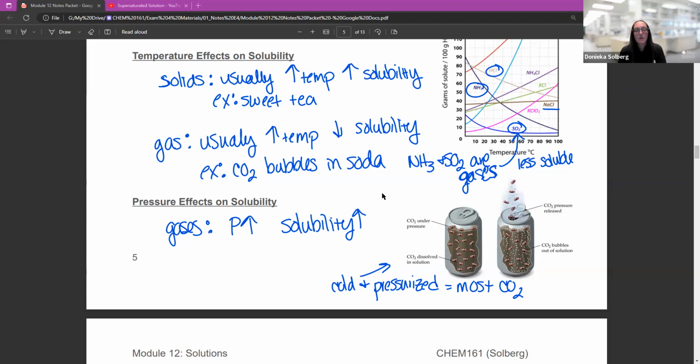So again, when we're talking about gases, think of a can of soda. You want it to be cold and you want it to be closed or pressurized, because that's when the most CO2 is dissolved. That's when it is the most bubbly. So those are two really important factors that affect solubility.